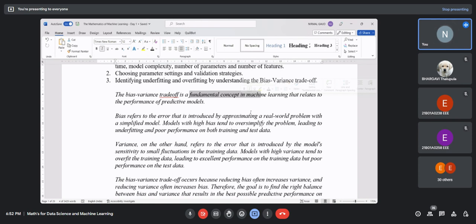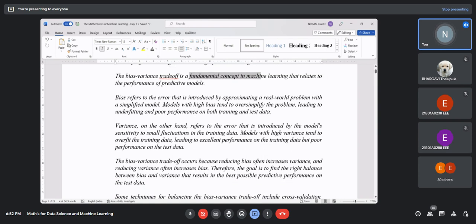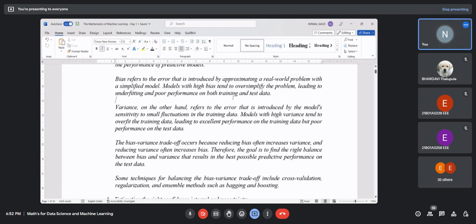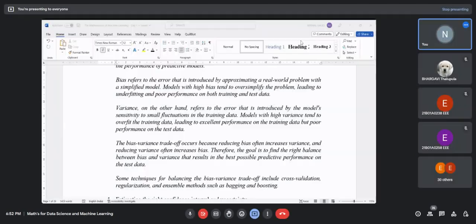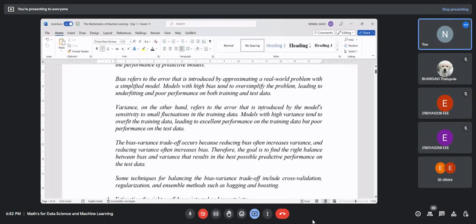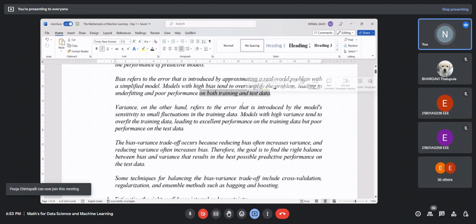Now, the bias and variance trade-off. What does bias mean? Bias refers to an error introduced by approximating a real-world problem with a simplified model. So bias is actually an error. A model with high bias tends to oversimplify the problem. That means a model giving high bias has high errors. This leads to underfitting and poor performance on both the training and the testing data. So we have more errors in the case of underfitting.